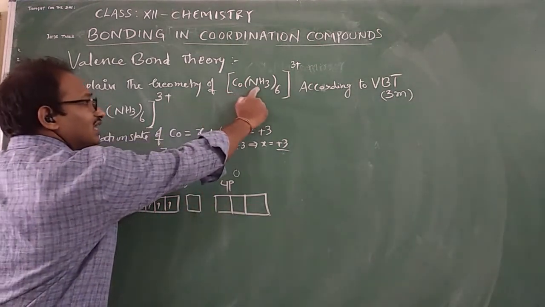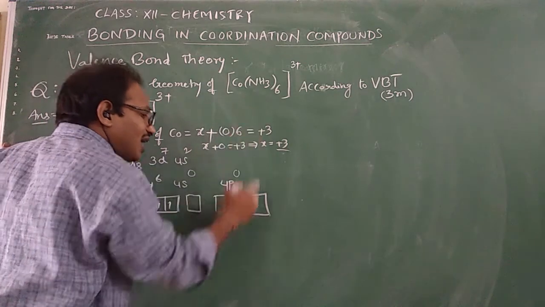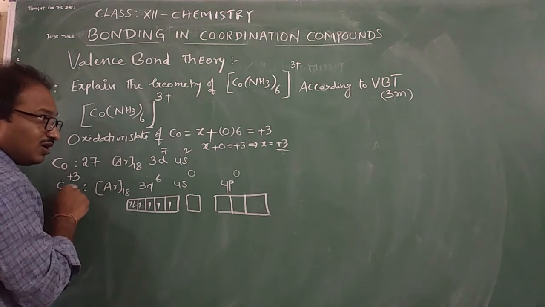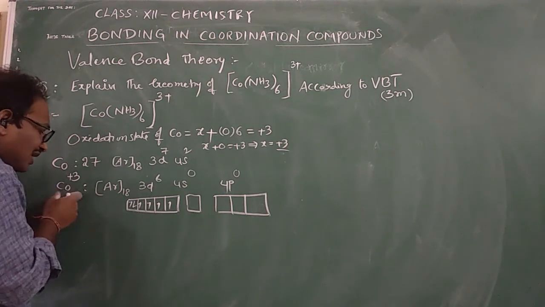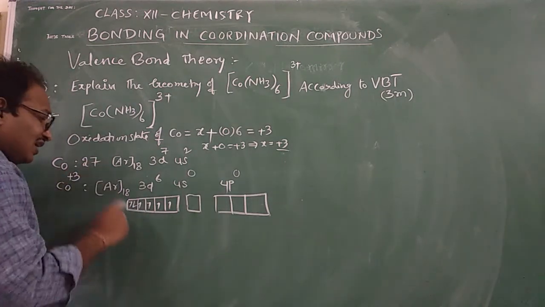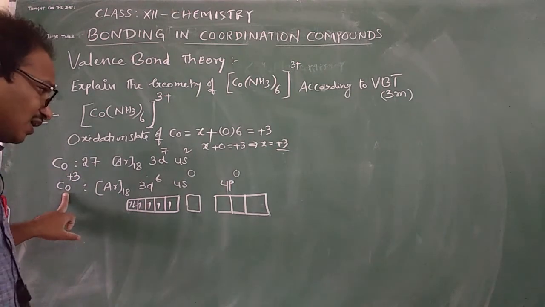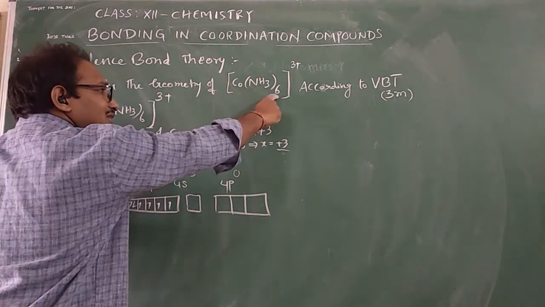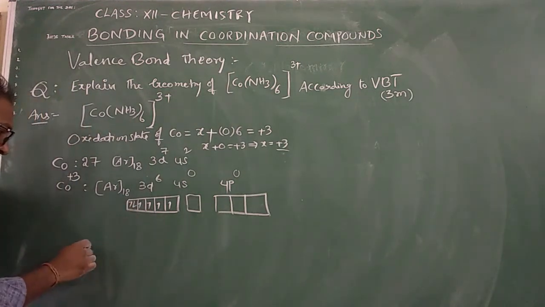Now in [Co(NH3)6]3+, how many vacant orbitals do I require? 6. Why do you require 6? Each ammonia can donate a lone pair of electrons to the central metal atom. So the central metal atom must be ready to accept the electrons. For that, the central metal atom must provide the required number of vacant orbitals. Now here only 1, 2, 3, 4 are there. In [Co(NH3)6]3+, cobalt requires 6 vacant orbitals. So the electrons will be rearranged.